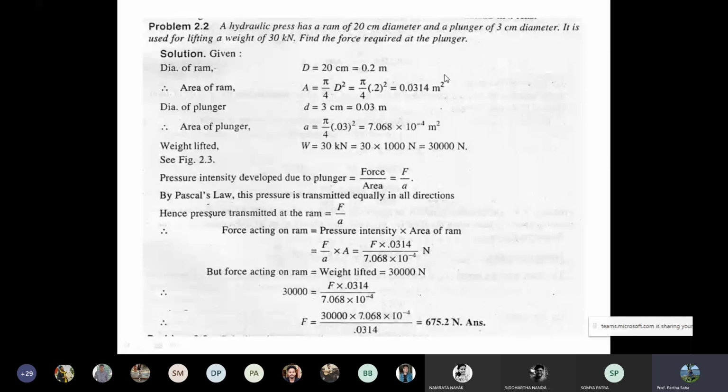This is just hydrostatic equilibrium, the basics of Pascal's law, a force balance in two directions, right? With the weight balance and the force balance, we are calculating the amount of force required on the plunger.